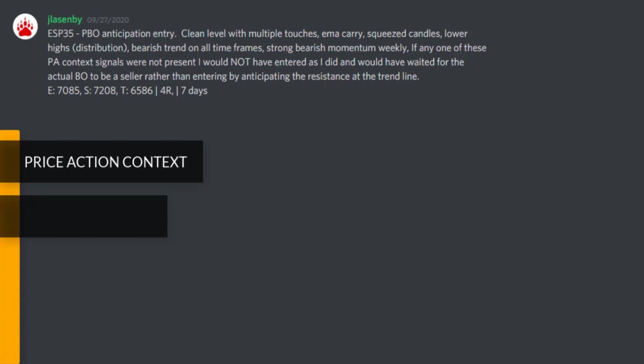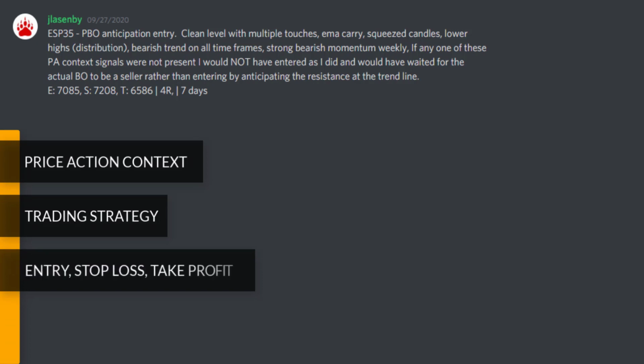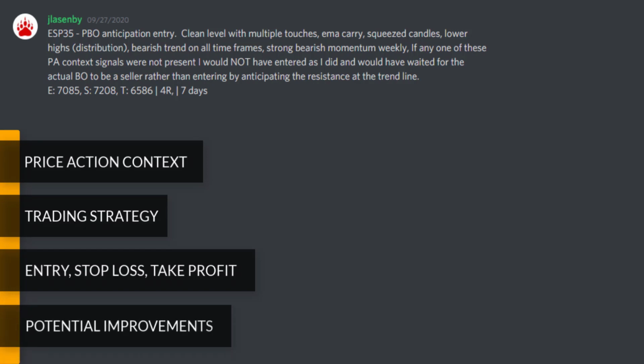We're going to look at the entry and the trading strategy. We're also going to look at the exact entry, stop loss, and take profit details on the trade. And make sure to watch all the way to the end, as we will also have a look at potential trading improvements that you might find valuable for your own trading.